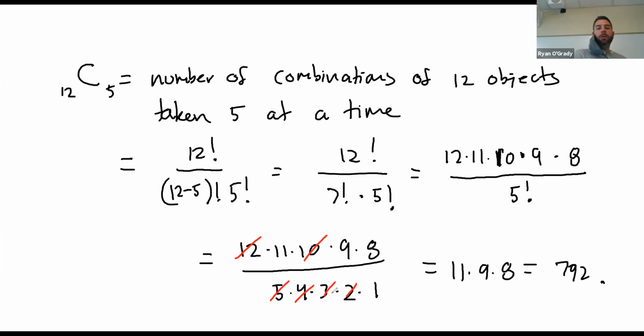Well, okay, just think about it. What is 4 times 3? 12. So that gets rid of this 12. And then 5 times 2 is 10. So you don't have to do it this way.